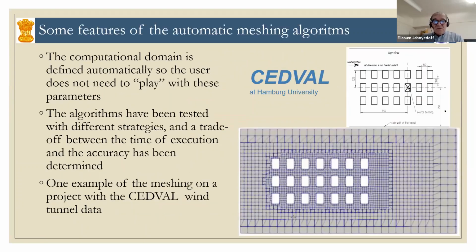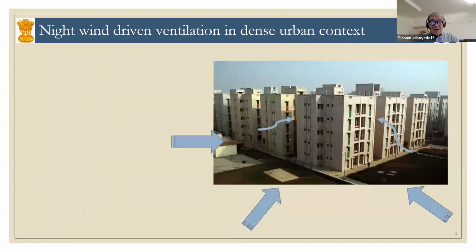So just some of the features of the software. The computational domain is defined automatically so that the user does not need to play with this parameter. The algorithm have been tested with different strategy. We'll show later some example of that. And this is a typical meshing, an example of meshing resulting from the automatic meshing of the software based on some wind tunnel examples at Hamburg University.